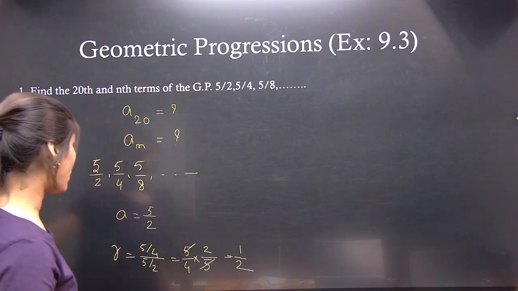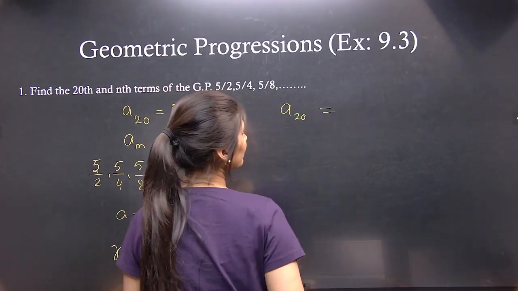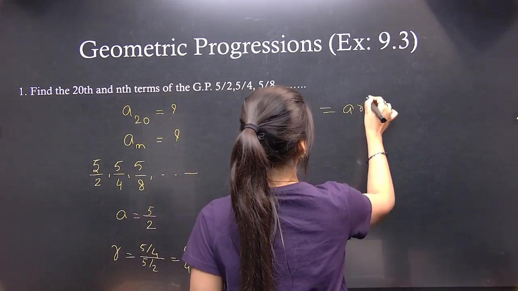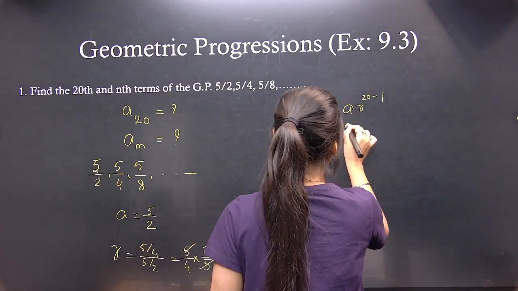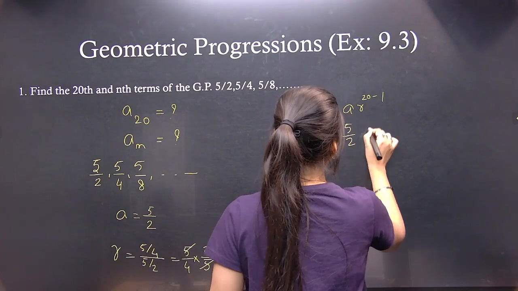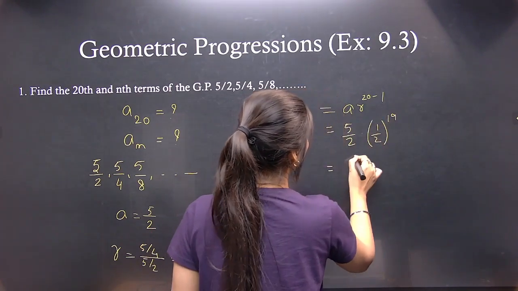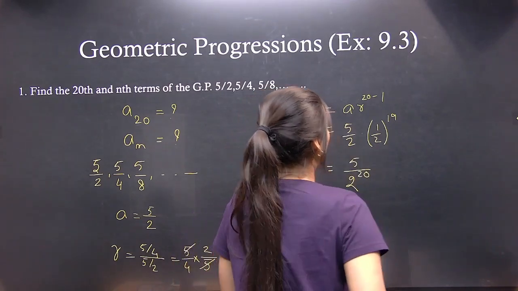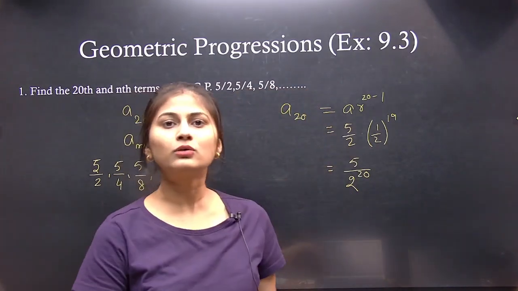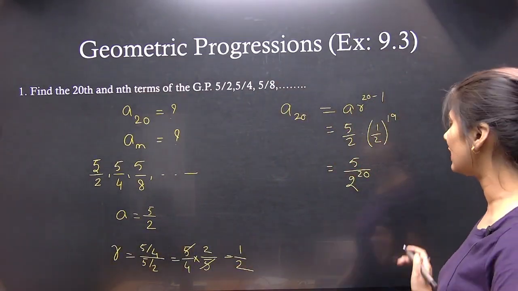Now we need to find A20. According to the formula, it is A R to the power 20 minus 1. A is nothing but 5 by 2. R is 1 by 2 to the power 19. Or I can say 5 by 2 to the power 19 plus 1, that is 20. If the power is more than 10, then you don't need to multiply it 20 times or 15 times. So you can leave it here.